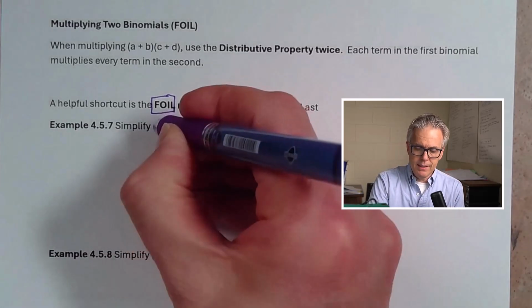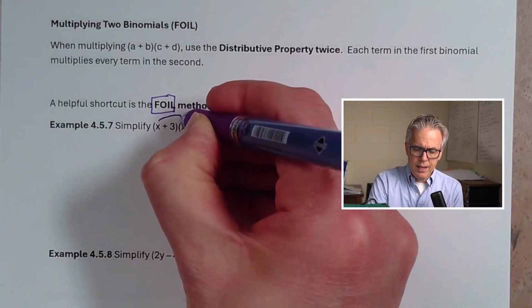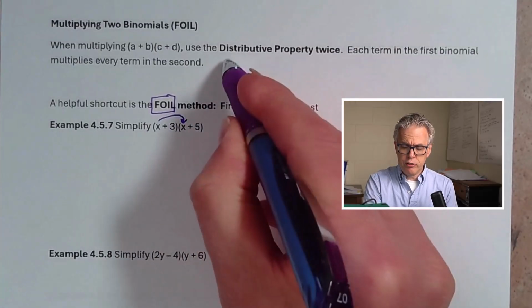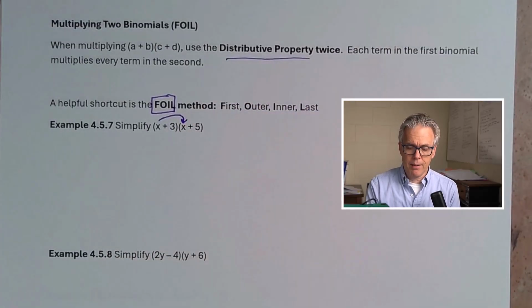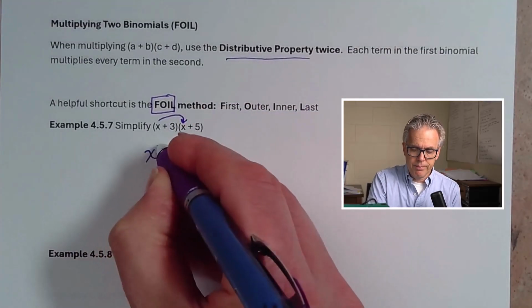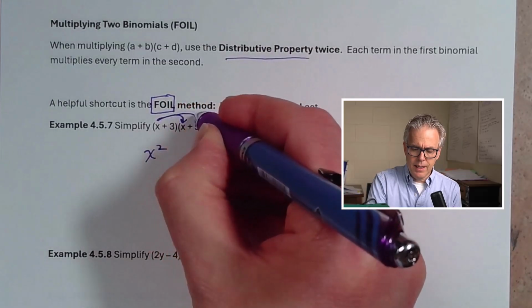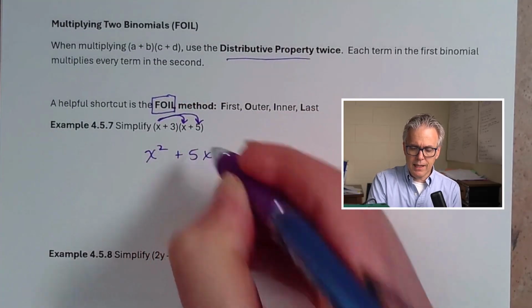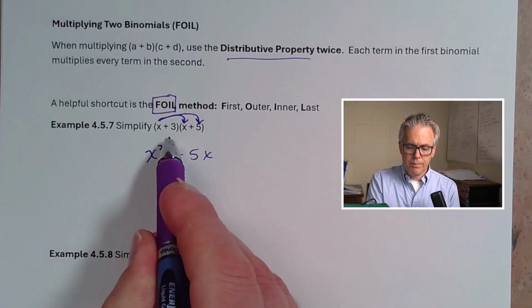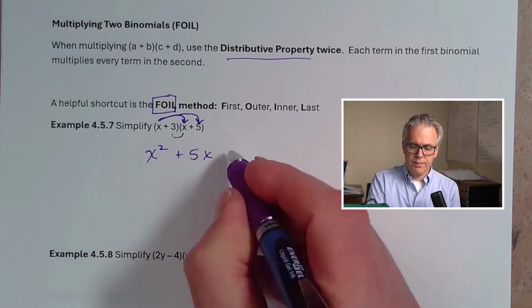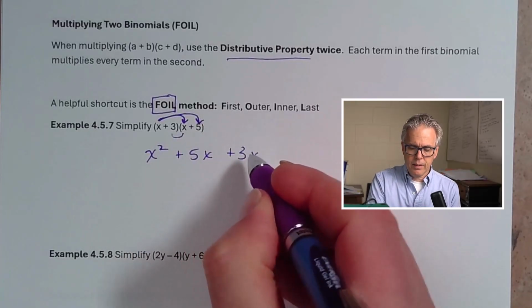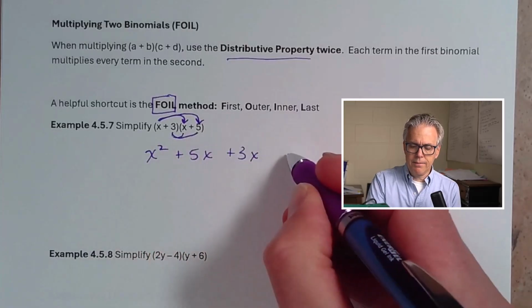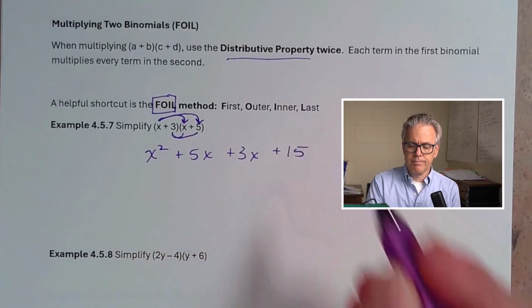So what I mean by that is take this x times x. All we're doing is using the distributive property twice. So x times x is what? Well, it's x squared. And then x times 5, we have plus 5x. And then move to the next term. 3 times x is a 3x. And then 3 times 5 is 15.